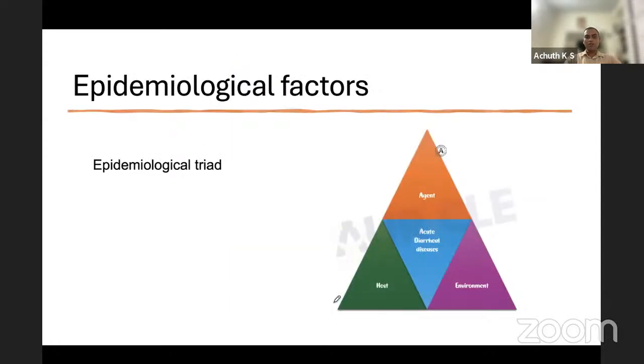Please try to remember any communicable disease. If it is possible to draw an epidemiological triad, please do draw. Agent, host, environment, and a small triangle in between, that is acute diarrheal diseases.